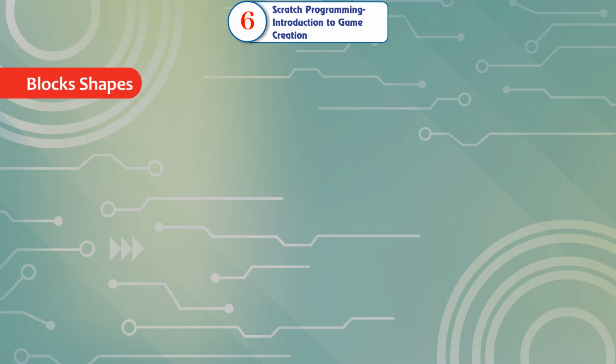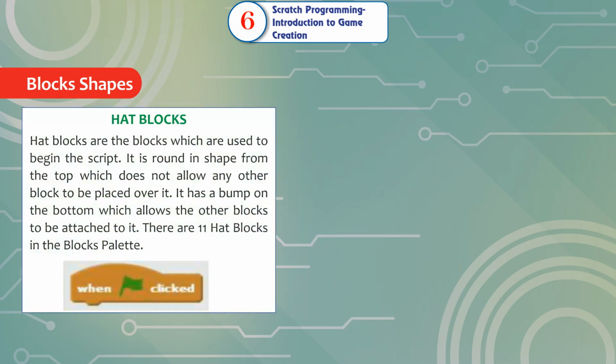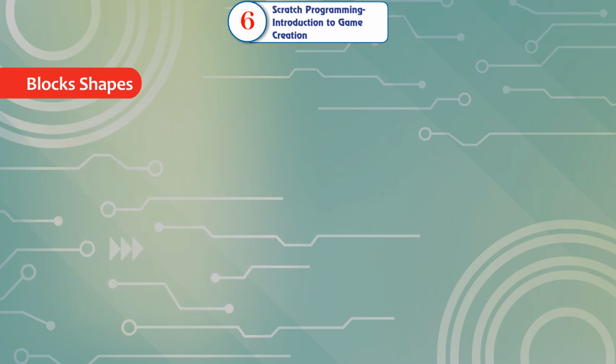Block shapes. When you see different blocks in the blocks palette, you will find that there are 6 different block shapes. Hat blocks. Hat blocks are the blocks which are used to begin the script. It is round in shape at the top, which does not allow any other block to be placed over it. It has a bump on the bottom, which allows other blocks to be attached to it. There are 11 hat blocks in the blocks palette.